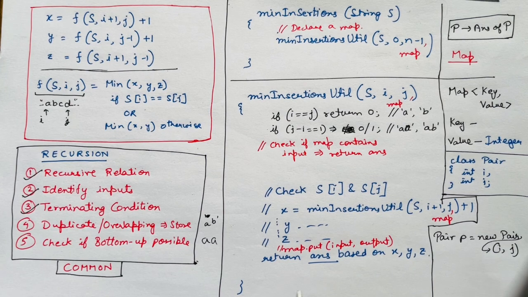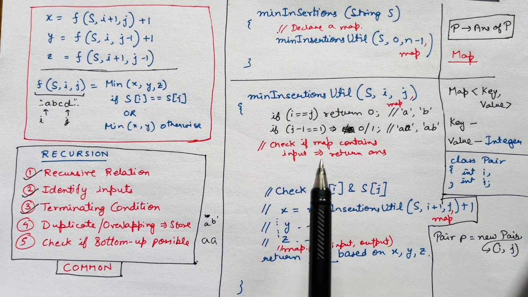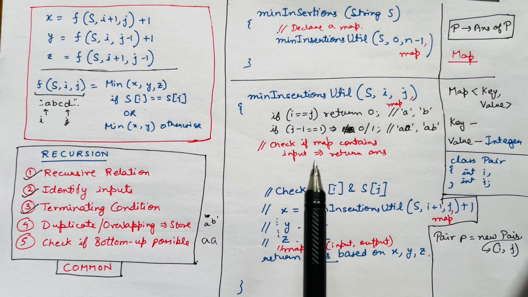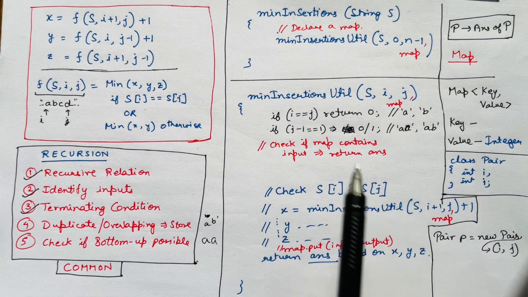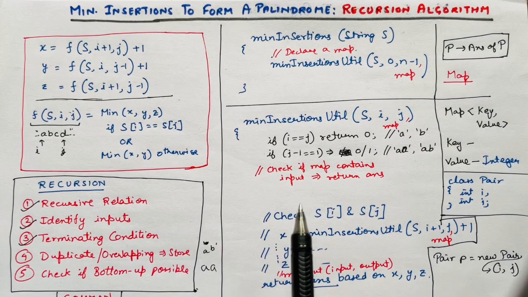Now how will we use it? Before putting here in the map, we will declare a new pair from this input, a new pair object, and then we will put that in the map. That means this pair class needs to have a constructor. And here, when we are checking if the map contains the same input, we will again create a new pair p, and then we will check if map dot contains p. And if it does, we will return the answer.